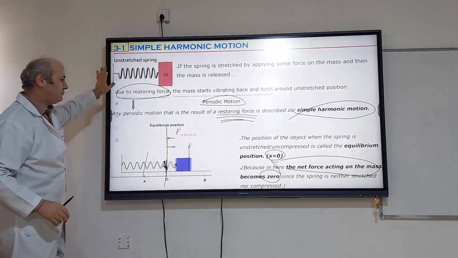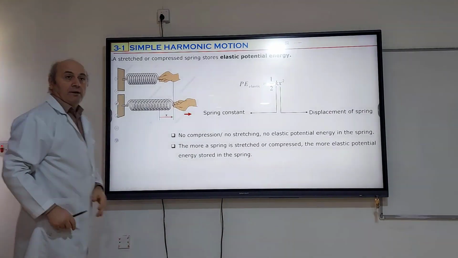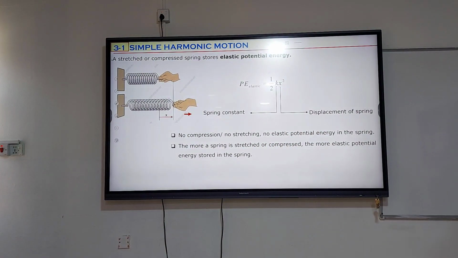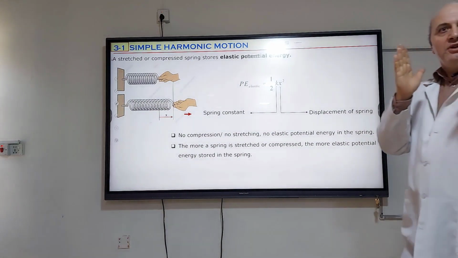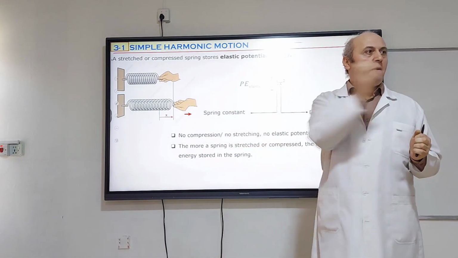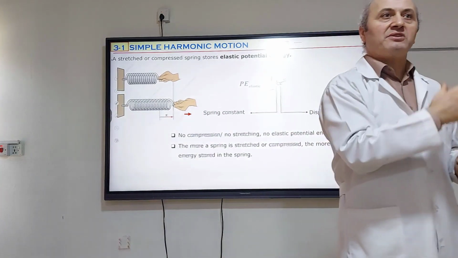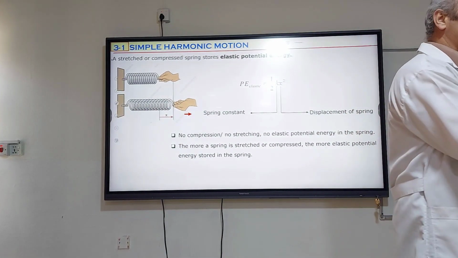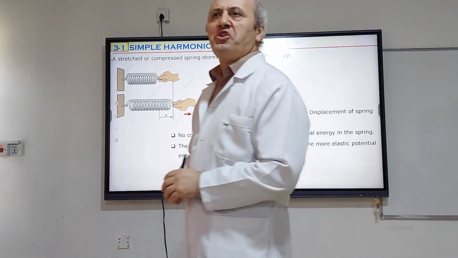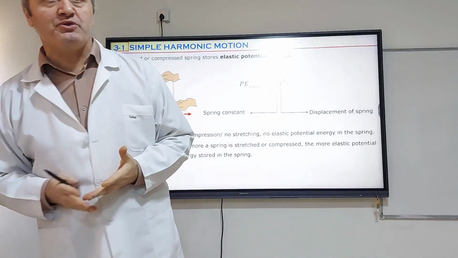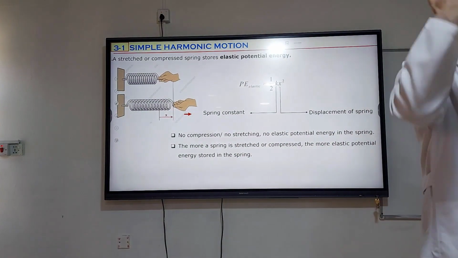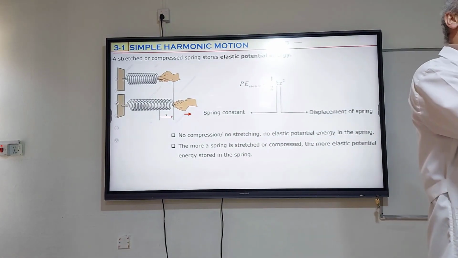Okay. Then, as the system is vibrating back and forth, of course, the size of the spring is changing. Stretched, compressed. Stretched, compressed. We are making a change in the shape of the spring. As the shape of an object is changing, especially if it is an elastic object, we are going to observe a change in elastic potential energy.